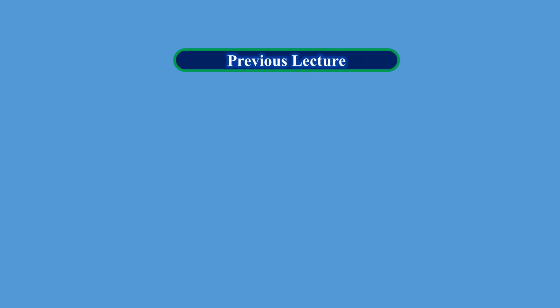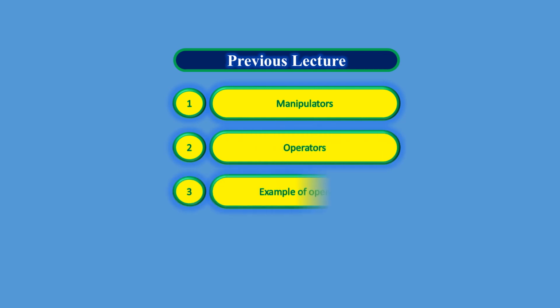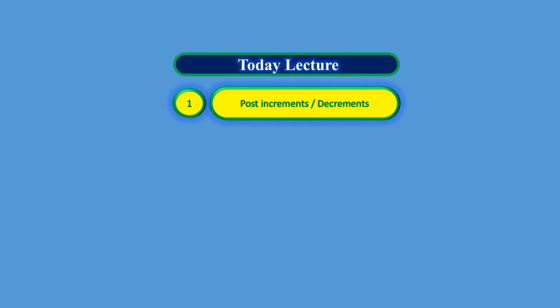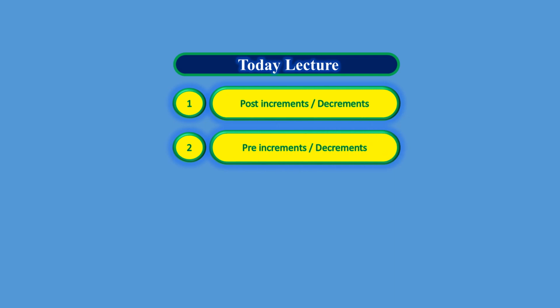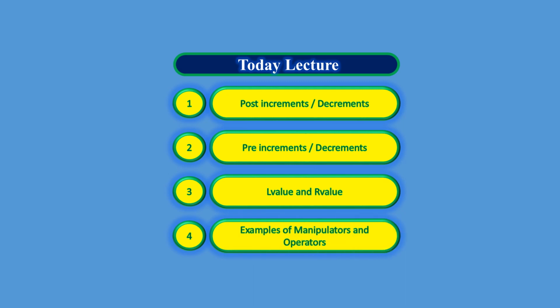In our previous lecture, we learned about manipulators, operators, and some examples of operators. Our lecture today is about post-increment, decrement, pre-increment and decrement, left value or L value, right value or R value, and examples of manipulators and operators.